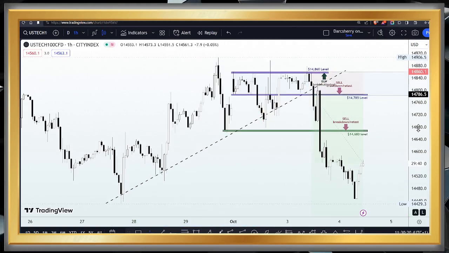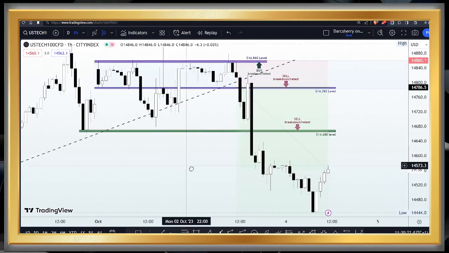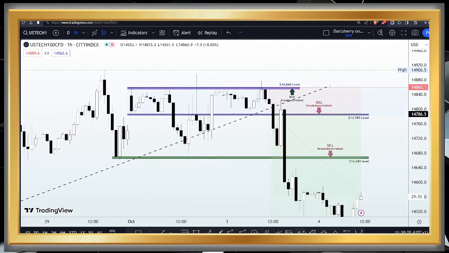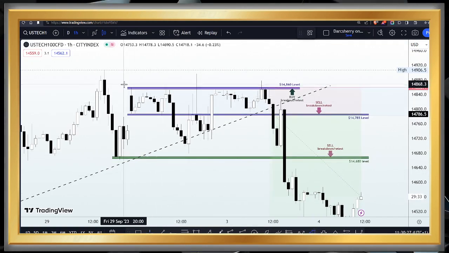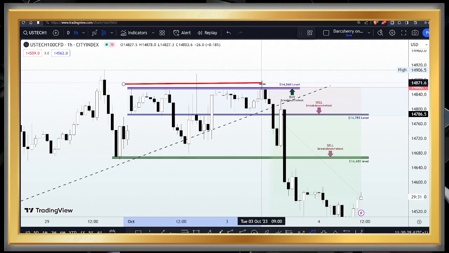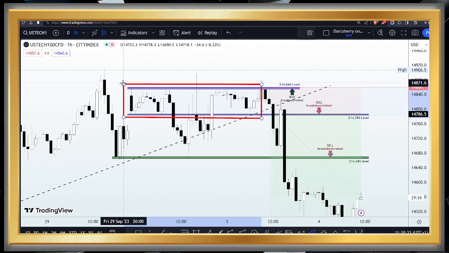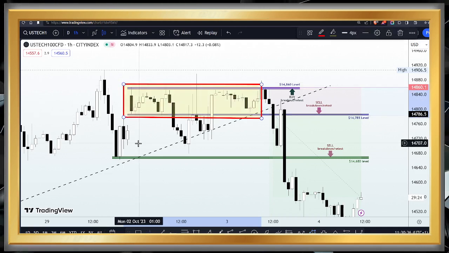Then in addition to the ascending trend line was the fact that price was initially caught within a range here, and that was between the 14,860 and the 14,785 level to emphasize the level of uncertainty in this market. And of course, you know how we do it in this community. When price action falls into such a range, we want to be exercising patience, waiting for either the breakout of the resistance line to give us an opportunity to buy, or the breakdown of the support line to give us an opportunity to sell.